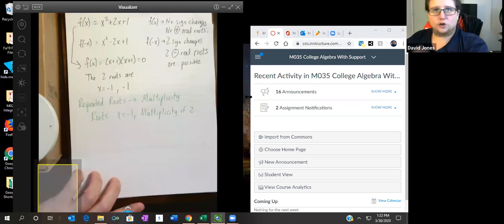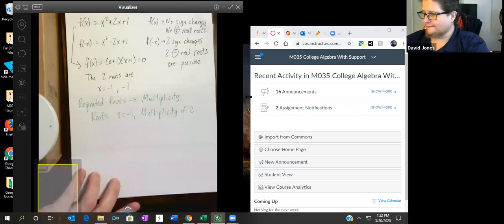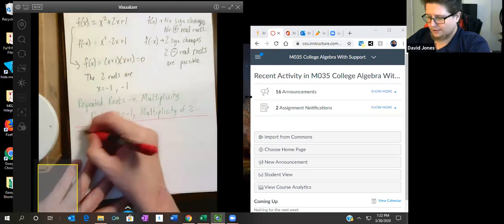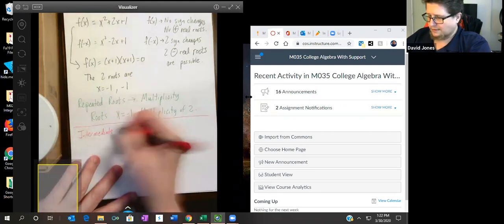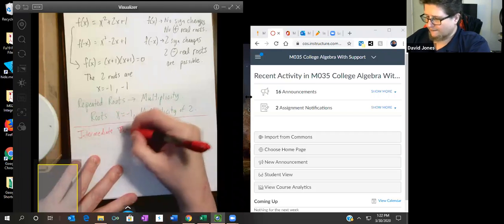So that's another tool in our toolbox: Descartes' Theorem, Rational Zeroes Theorem. We've got another one, and this one's kind of incredible. It's called the Intermediate Value Theorem. This is one of the most important theorems that you'll work with.